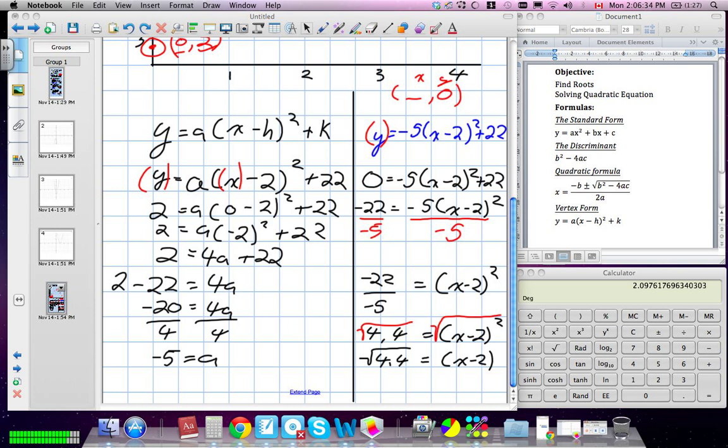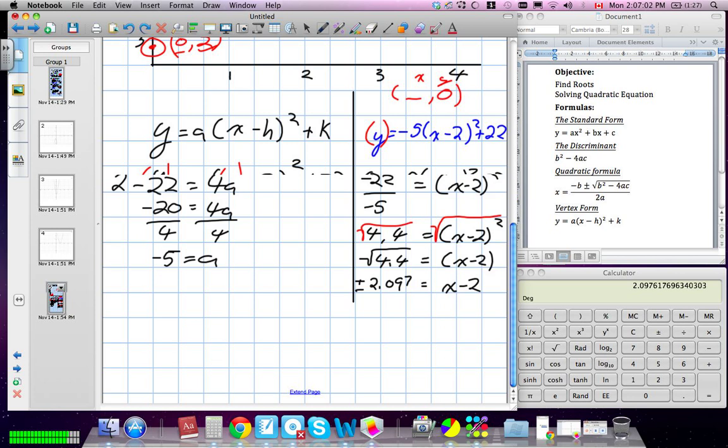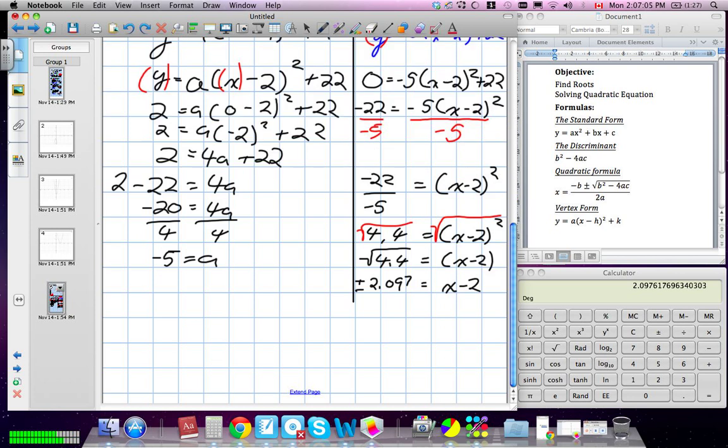Now, here's what's very important. Remember, a square root has more than one answer. In fact, it has two answers. I need to make room for it. The square root of 4.4 is actually positive and negative 2.097. So, because there's a positive and negative answer, I need to now split this into two equations. I need 2.097 is equal to x minus 2. And I need negative 2.097 is equal to x minus 2. I'm going to be getting two answers, which makes sense if we go and look back up at our quadratic. If we actually connected the dots, we're going to have one x-intercept here and another one over here.